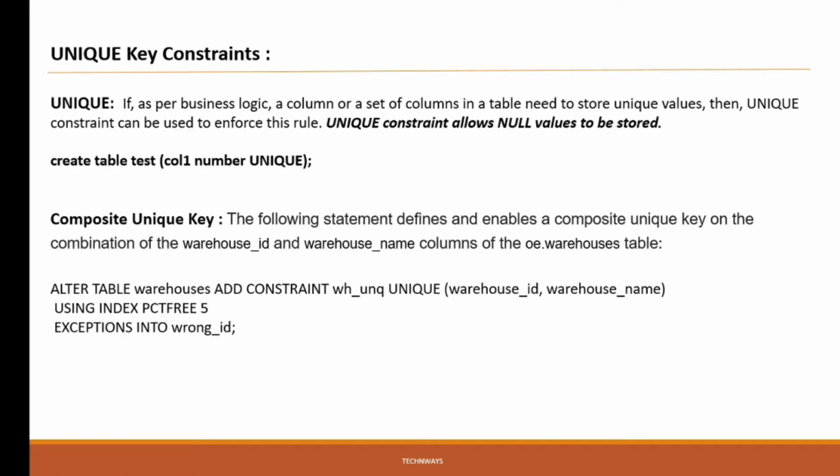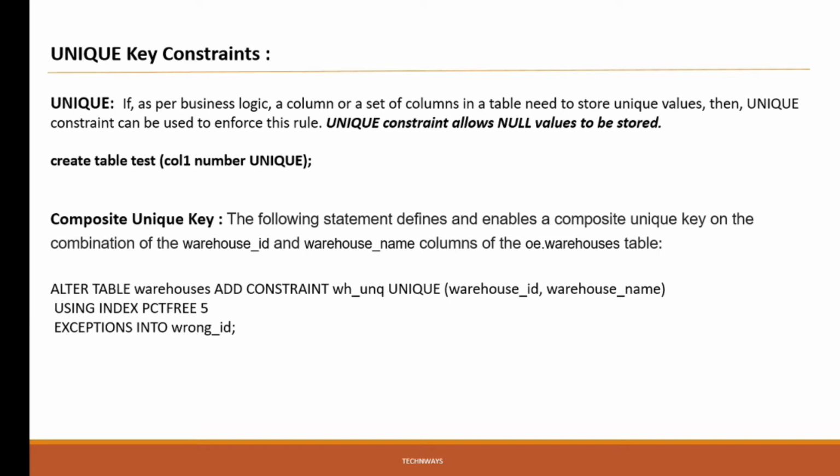Let's move ahead. Unique key constraint. If you have some data in a table and you want to uniquely identify the records of the table, you can use the unique constraint. Like if you have ten thousand customer records, and for each customer we provide some customer ID, something which uniquely identifies the customer, for that you can use the unique constraint.